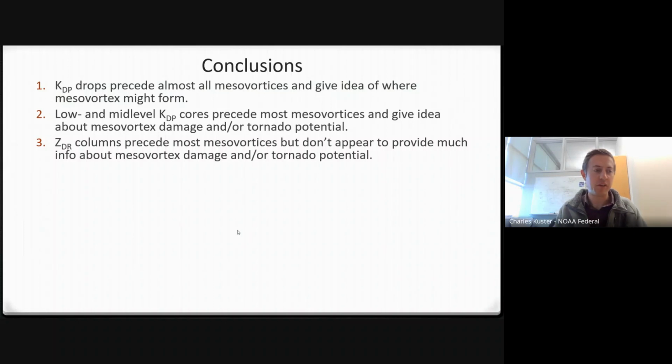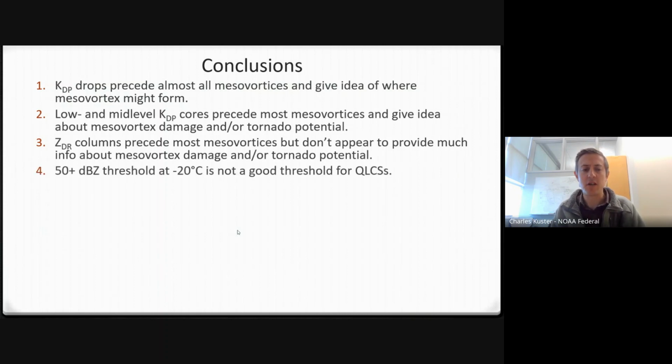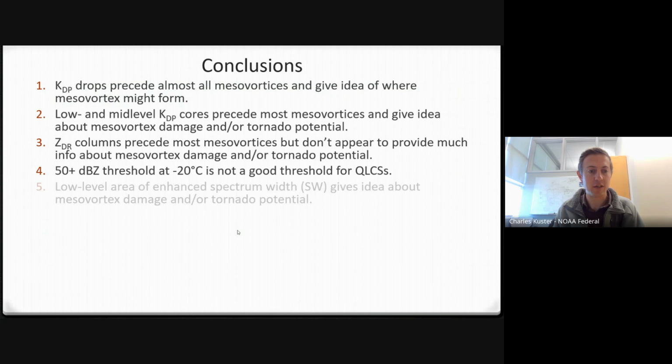ZDR columns, a little bit of a different story. They were present with a lot of mesovortices, but they don't appear to provide much information about how strong a mesovortex is or is about to be. We used a threshold of 50 dBZ for looking at -20C reflectivity cores, and I'll go into this more in the future, but that's not a good threshold to use. It works for supercells, but in QLCSs, as we might expect, the updrafts tend to be a little bit weaker, and so that threshold just wasn't a great threshold to use, and we learned that as we went through the process.